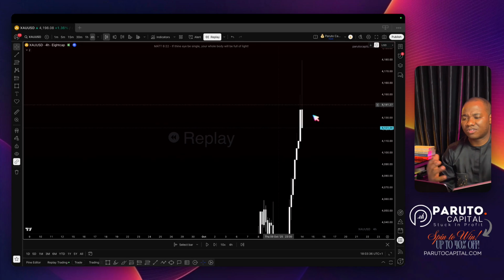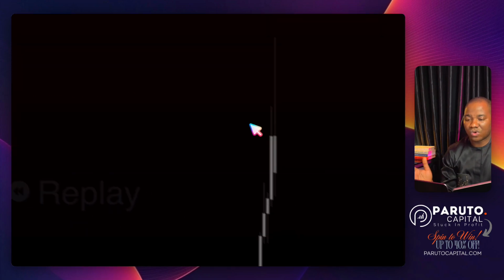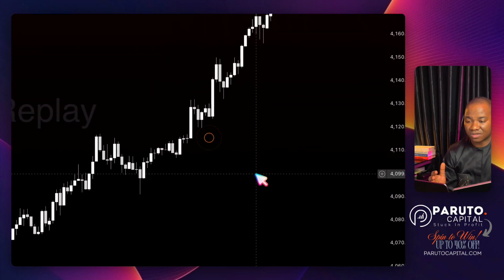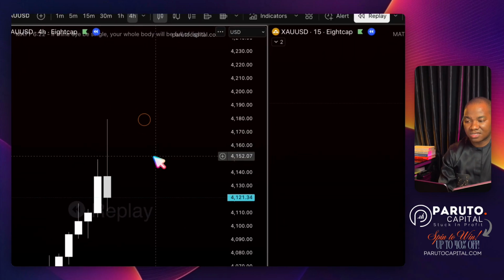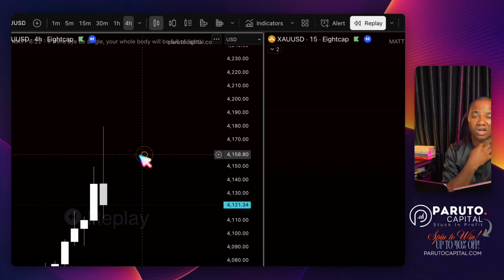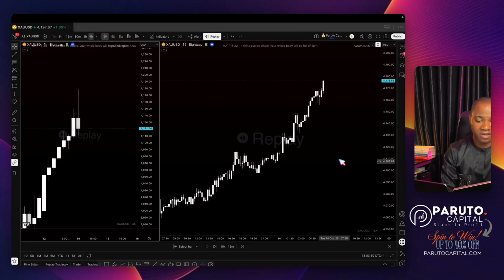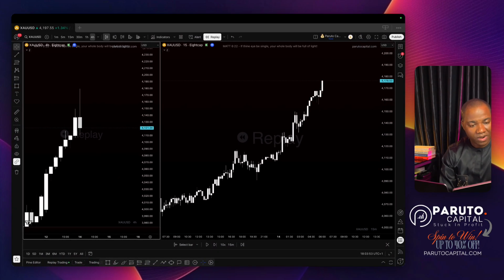I think I can also have a split screen for both the 4-hour on one side and then the 50 minutes on the other side. I think I can do that. Yes. So I have the 4-hour here. This is a split screen. This is the 4-hour chart on the left-hand side, and then I have the 50 minutes here on the right-hand side. Right?